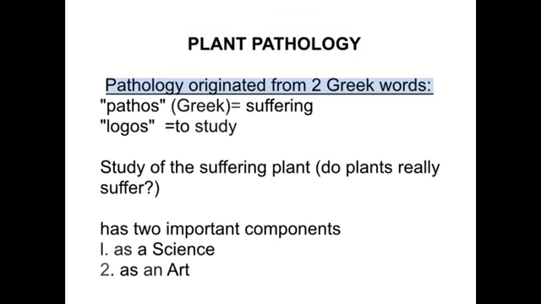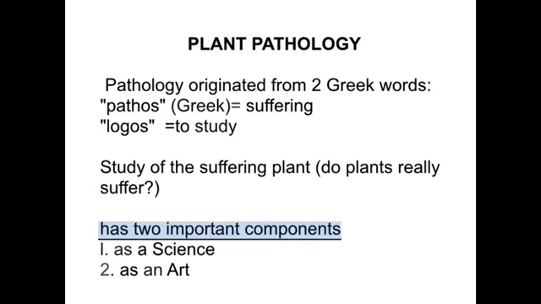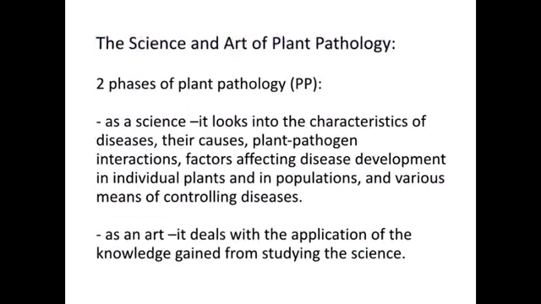Plant pathology. Pathology originated from two Greek words: pathos, Greek, equals suffering, and logos, equals to study. Study of the suffering plant. Do plants really suffer? Plant pathology has two important components: 1. As a science, 2. As an art. The science and art of plant pathology. Two phases of plant pathology.